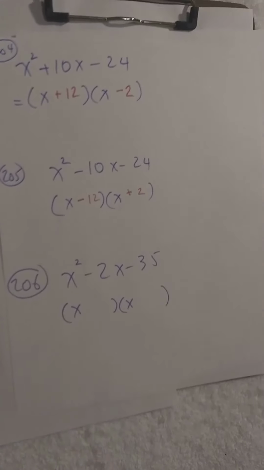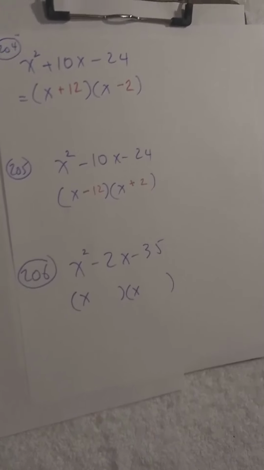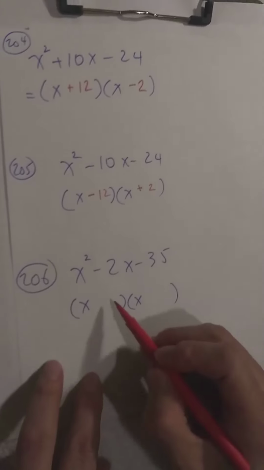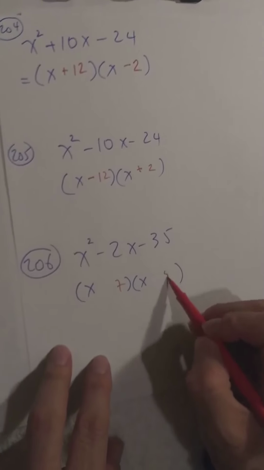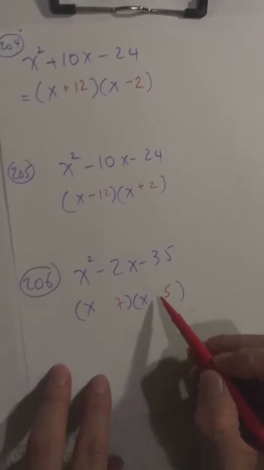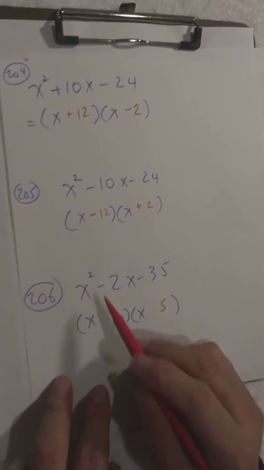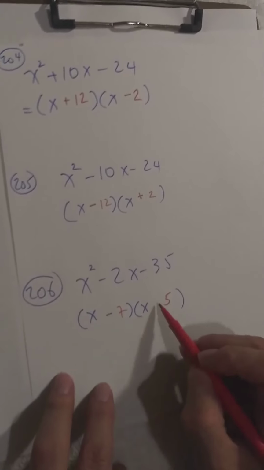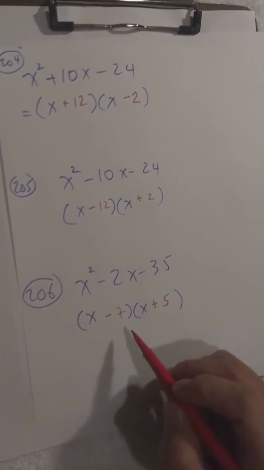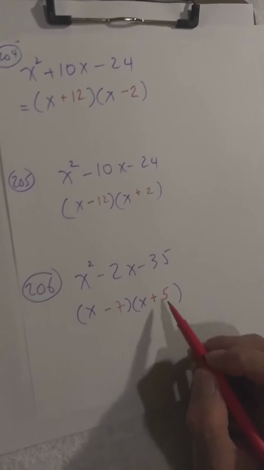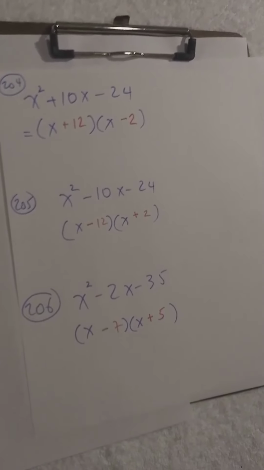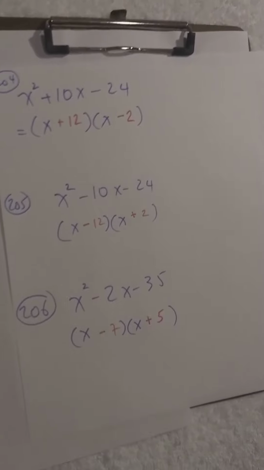For this example here, we need two numbers with product minus 35 and sum minus 2. So it will be 7 and 5. But will it be plus 7 minus 5? The answer is no, because plus 7 minus 5 will give you plus 2. So it will be minus 7 plus 5. So it's 7 and 5, but it's minus 7 plus 5. And if you check this by multiplication, you should get x squared minus 2x minus 35.